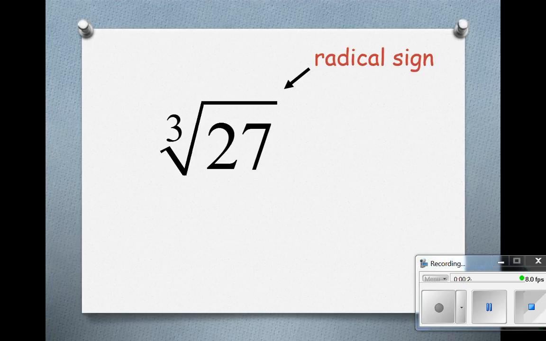This is what it would look like if you're taking the cube root of a number. You have the radical sign and the radicand, as we had before in square roots. And then you have the new number 3, which is called the index, and this tells you that it is the cube root.